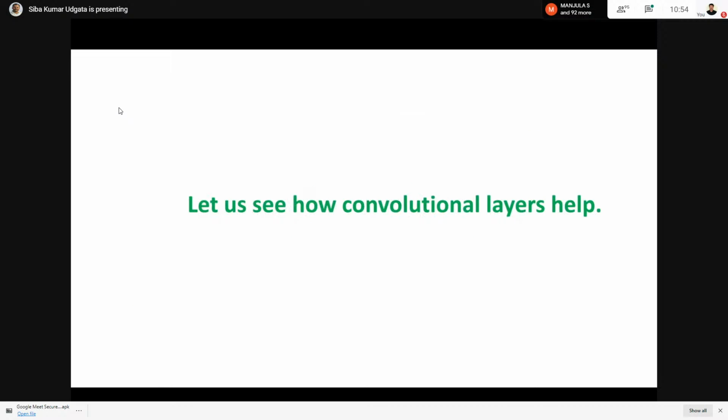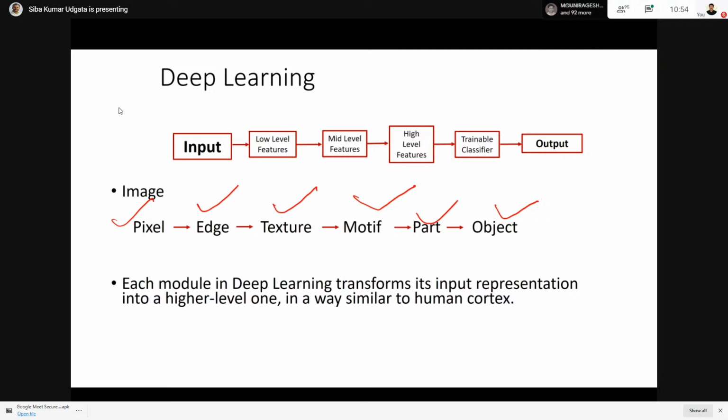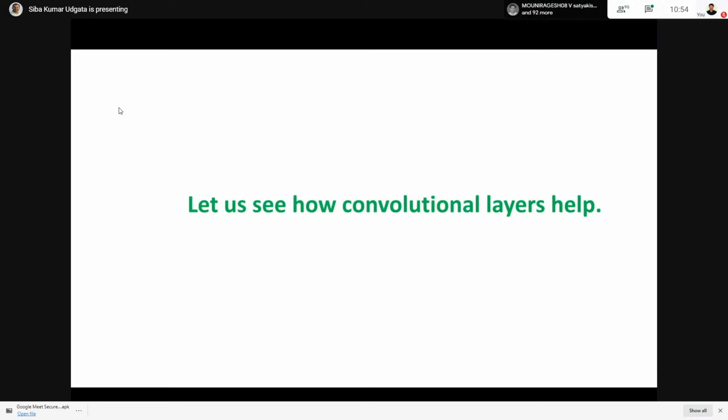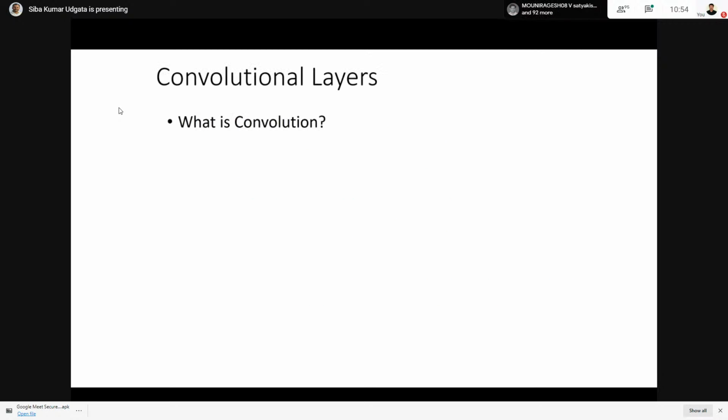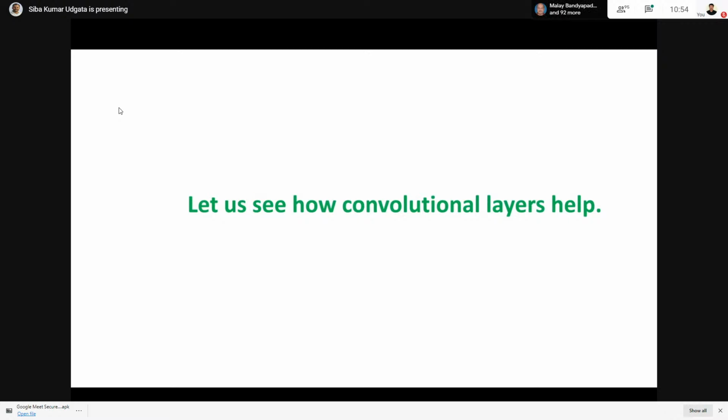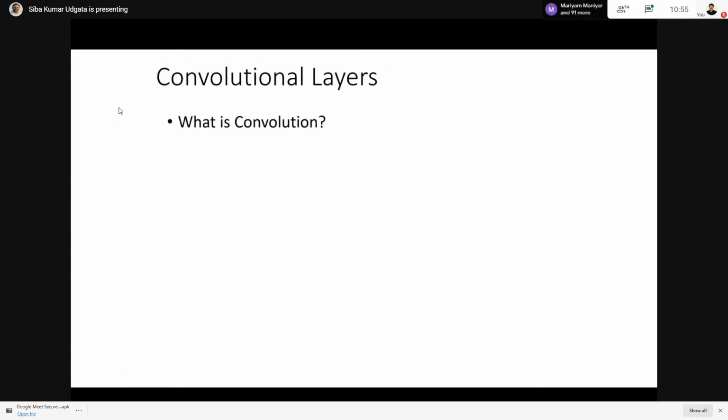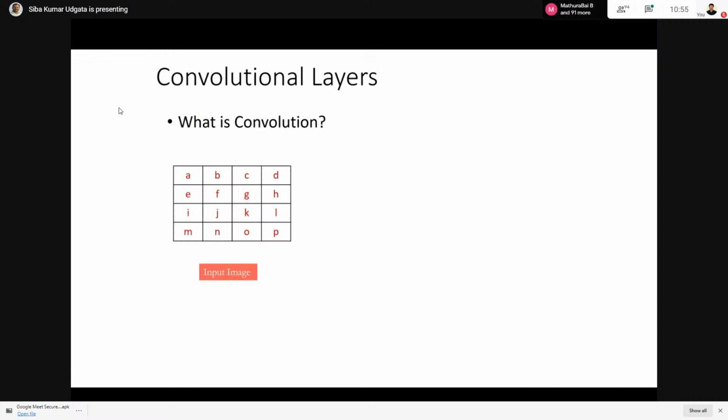Now, this is what the deep learning architecture is. But how does the learning actually happen? This is called a convolutional neural network, or CNN, and CNN is the most popular form of deep learning. There are many deep learning algorithms and architectures, but we will be discussing CNN here. So in the convolution layer, the first thing you should know is what convolution is. Now let me show how convolution is calculated.